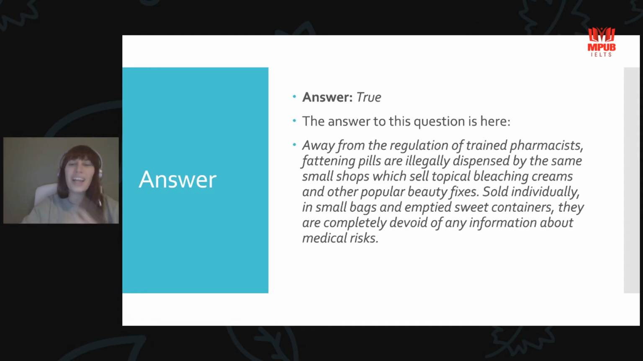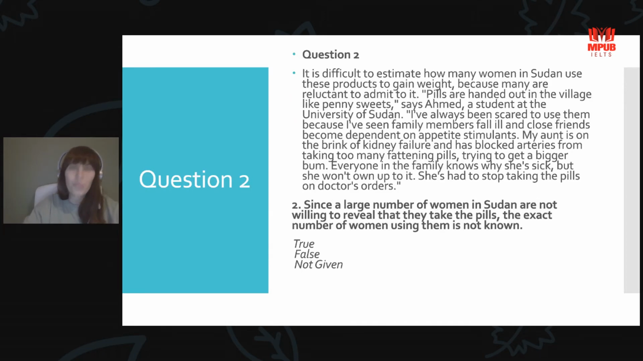Awesome job. Let's have a look at another part of the passage. So, question 2. I will read the passage and then see if you guys can find the answer. So don't be shy to ask any questions you may have or type in the answers. So let's have a look and see what it says.